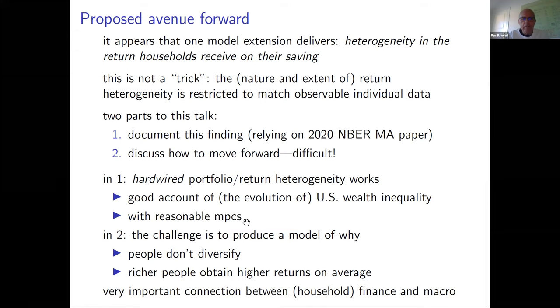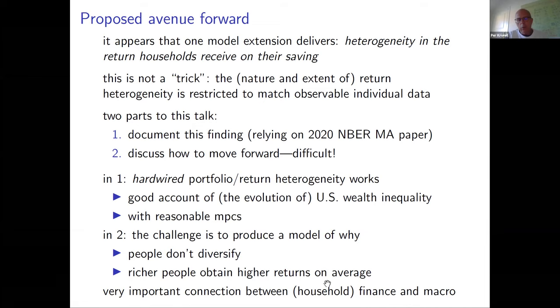Now, getting quickly to the message, for me the challenge is, once I understood that this is key, I also want to understand why people don't diversify. Why is there such diversity of returns for observably equivalent people? And in particular, there's a strong regularity that the richer you are, the higher your return is on average. We need to explain these things now. Before, you might have considered them interesting intellectually; for me now they've become crucial. Why? Because I think they form the core of understanding macro with heterogeneous agents.